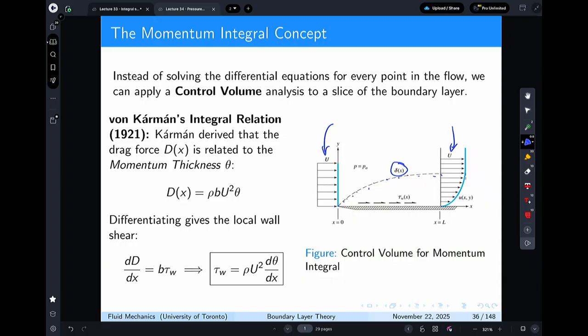I'm going to give you the definition of momentum thickness in a second, but first we'll use it in terms of how we define drag. Drag is going to be related to the width of the plate, b, the free stream velocity, and the density of the fluid you're using, multiplied by theta, which is your momentum thickness. If you differentiate, you can get the local wall shear, which is d/dx of b tau_w, and you have rho u squared d theta/dx.